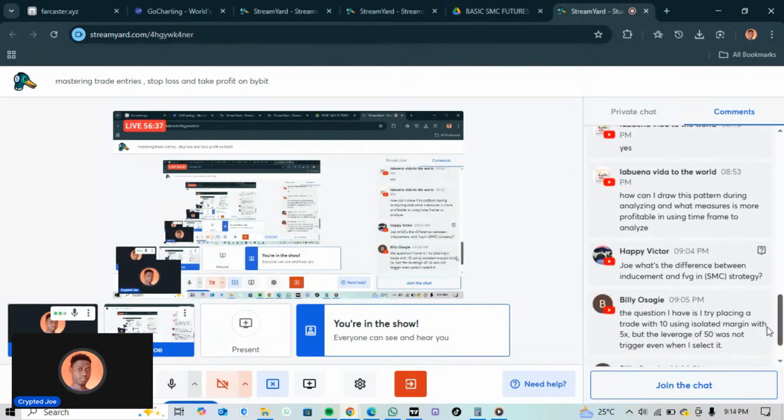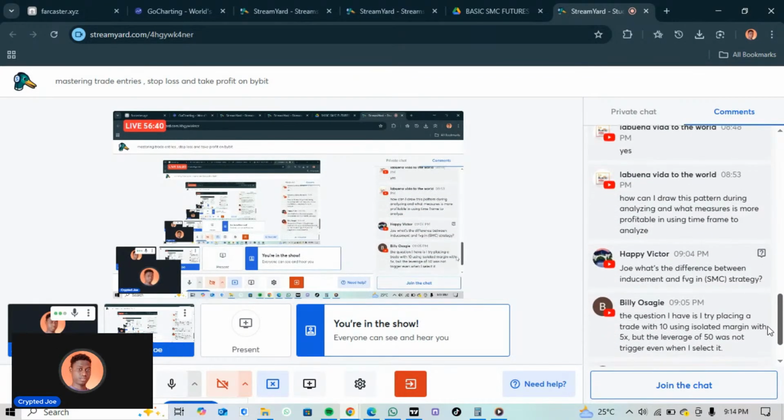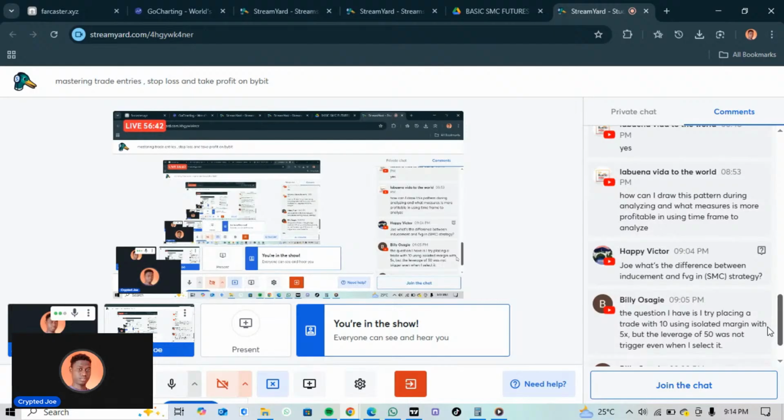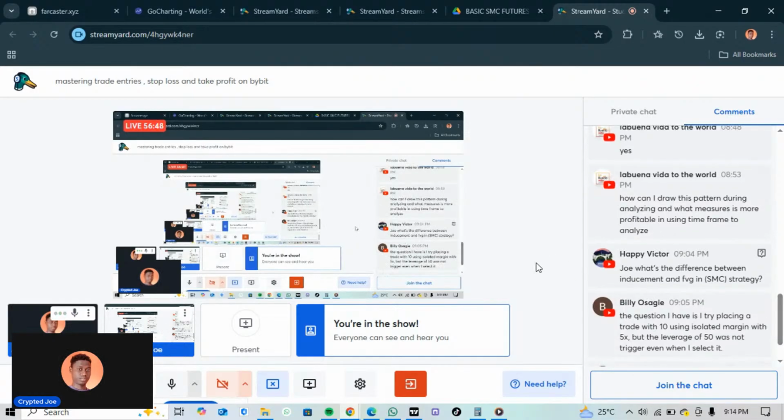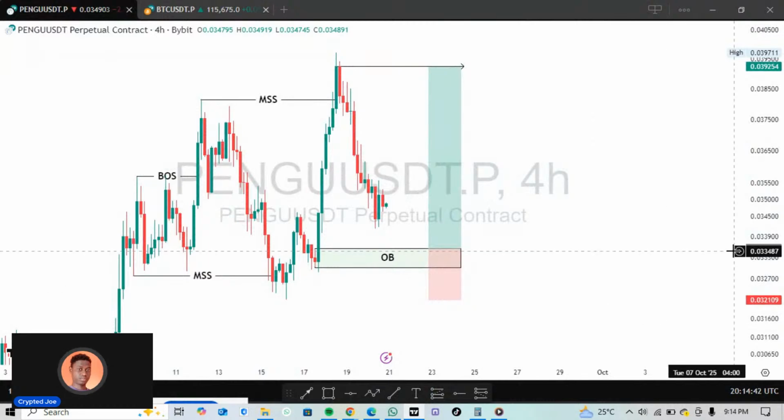There's a question: how can I draw this pattern during analysis, and which time frame is more profitable to use for analysis? Okay, this is not the focus of today's class, but for the benefit of doubt: using multiple time frames to analyze comes as a result of using the higher time frame first, to know what the trend is actually doing or what is going on. Then you can scale down to the medium or lower time frame for entries.